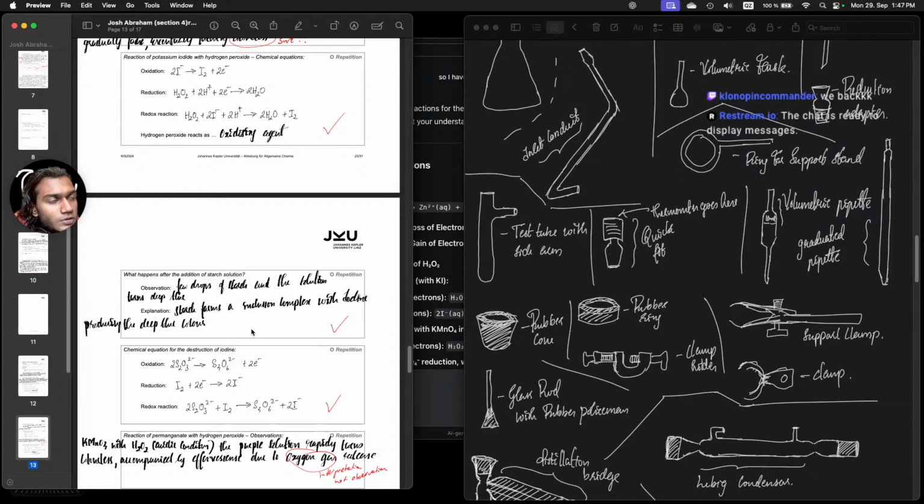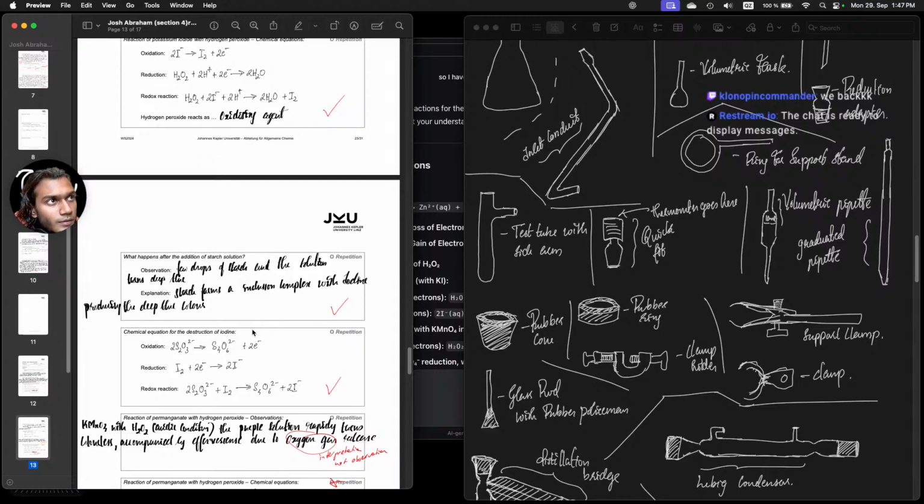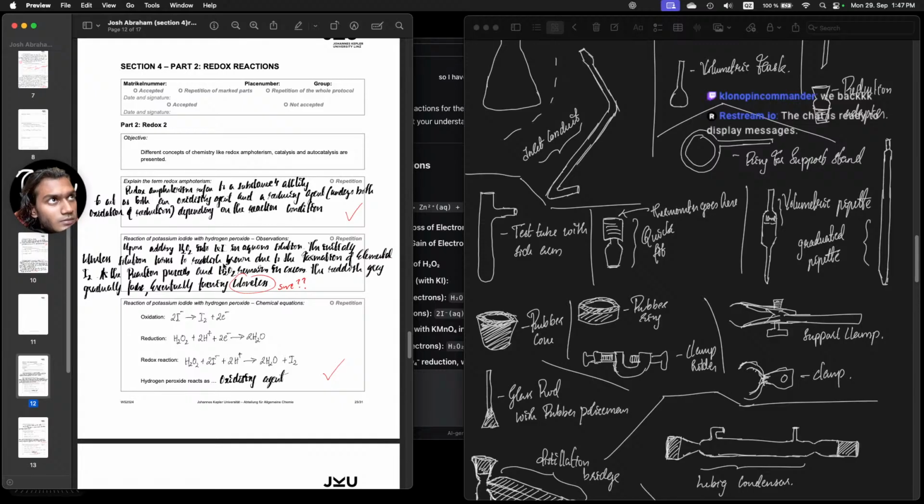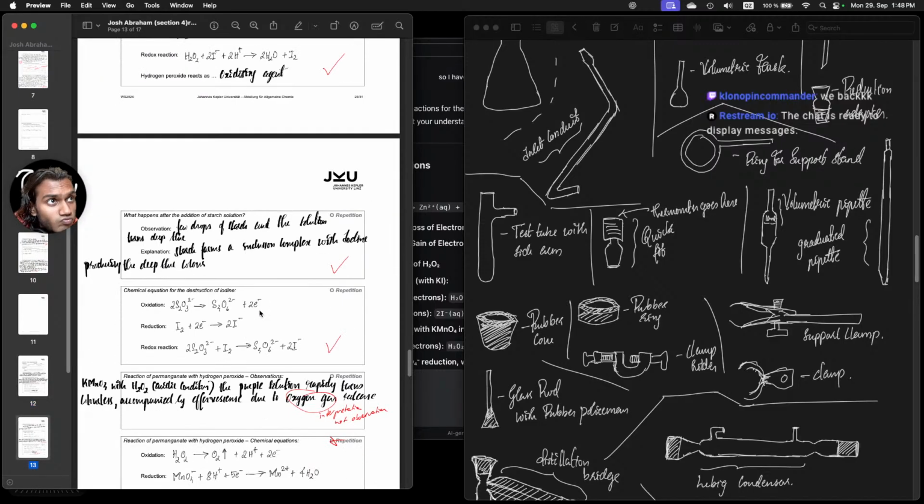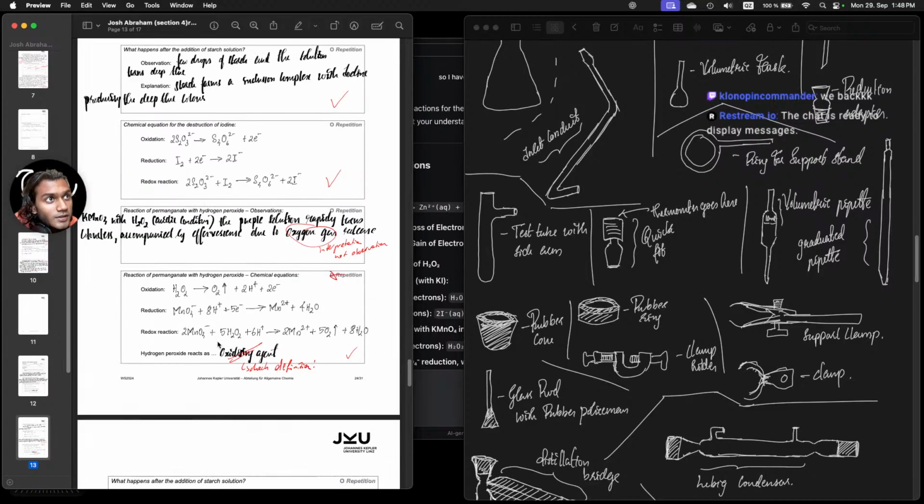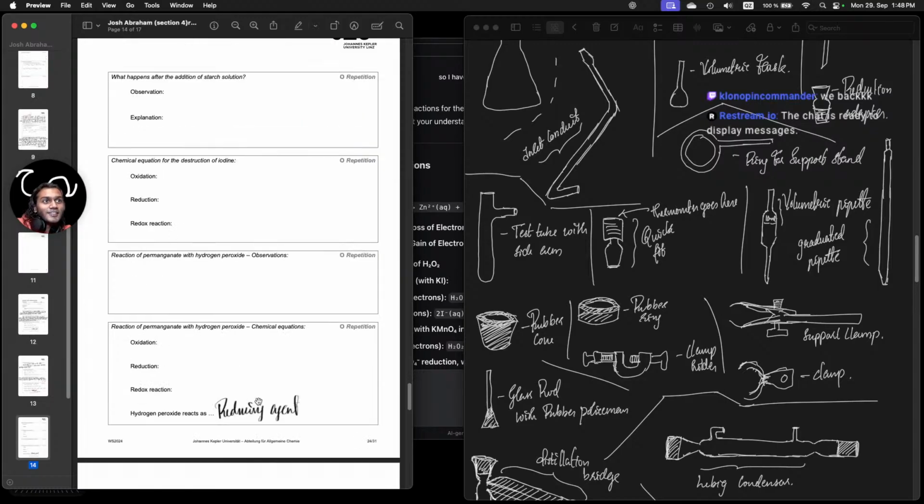Chemical equation for the destruction of iodine: potassium permanganate with peroxide, basic condition, aqueous. The purple solution rapidly turns colorless, accompanied by effervescence due to oxygen gas. Here peroxide is acting as a reducing agent.